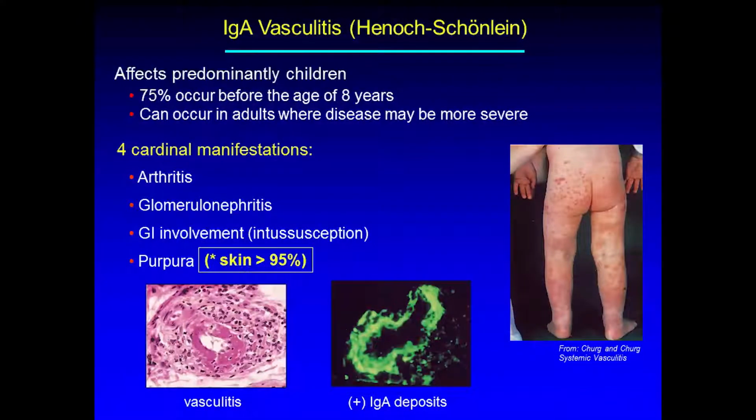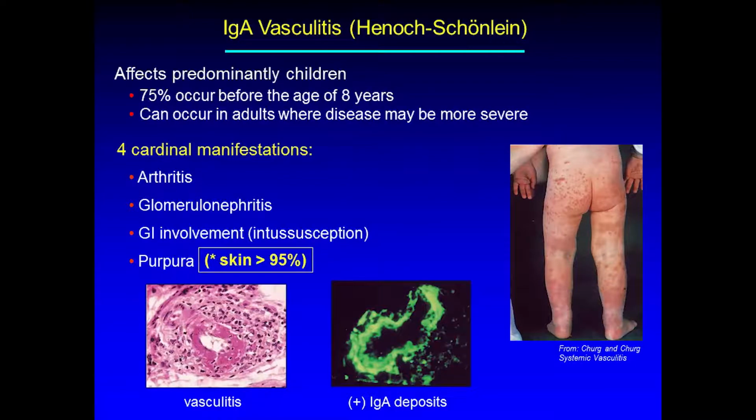Now, in contrast, IgA vasculitis, or Henoch-Schönlein, is a disease that predominantly affects children, 75% before the age of 8 years. But it can definitely occur in adults, where the disease may be both more challenging and more severe. The 4 cardinal manifestations include arthritis, glomerulonephritis, GI involvement, and purpura. And skin involvement occurs in over 95% of these patients.